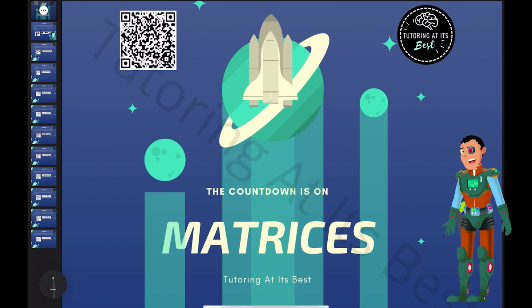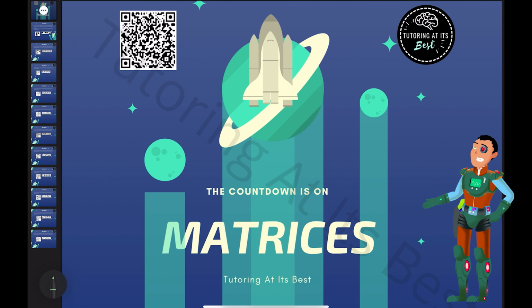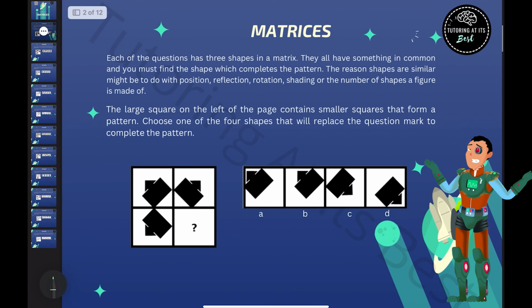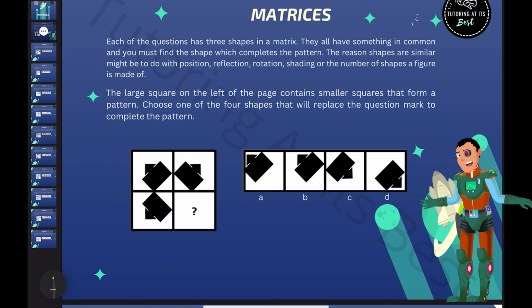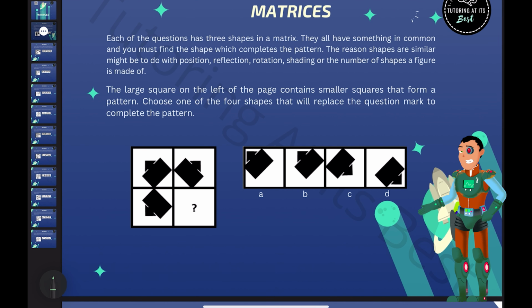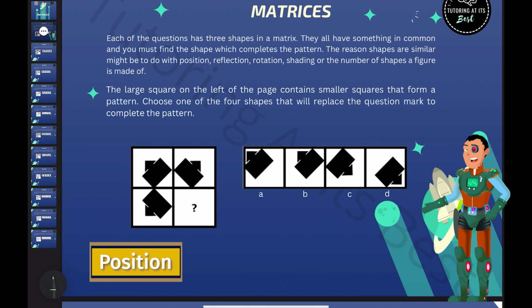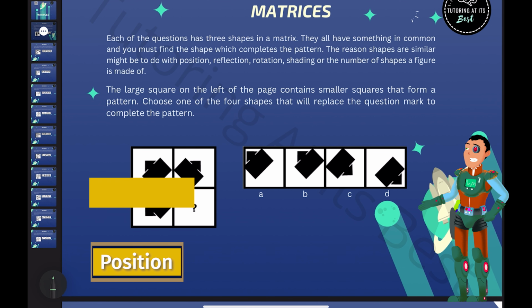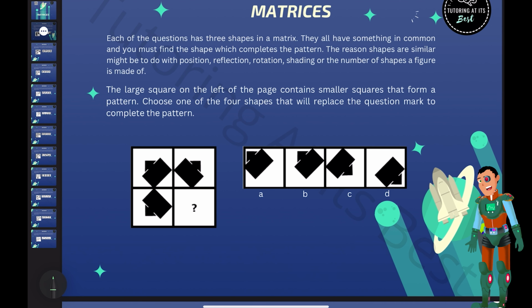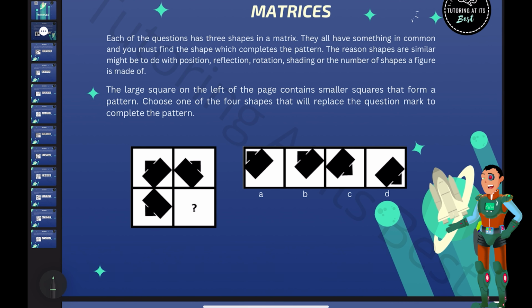Reasoning. And today we'll be focusing on matrices. This is where we're going to be diving into patterns and relationships hidden within different shapes. So what are matrices? In this video, we're going to be given 3 shapes. They all have something in common, and you must find the shape which completes the pattern. The reason shapes are similar might be to do with the position, reflection, rotation, or even shading. And this is all to do with the number of shapes a figure is made of.